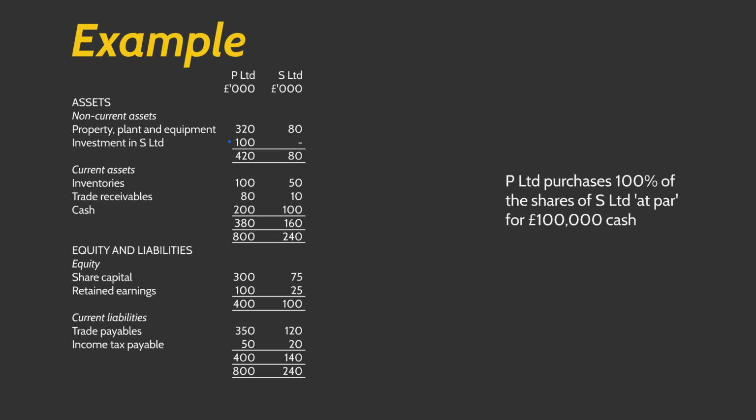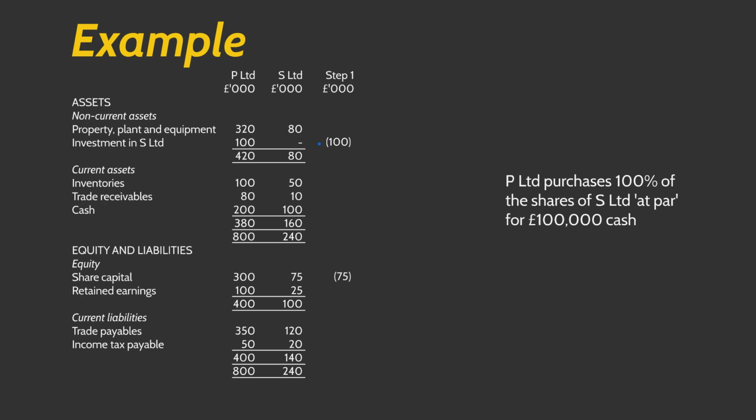Now remember what I said, because we're eliminating it from here, we also need to make sure we eliminate it from equity. We can't eliminate something from assets without eliminating it also from share capital and retained earnings. Otherwise, you're not going to balance things out. So step one will be to subtract the cost of the investment, £100,000, from this line here, effectively eliminating this line from the group statements.